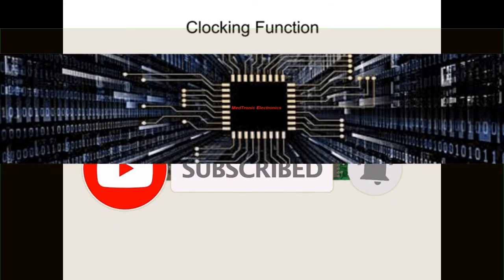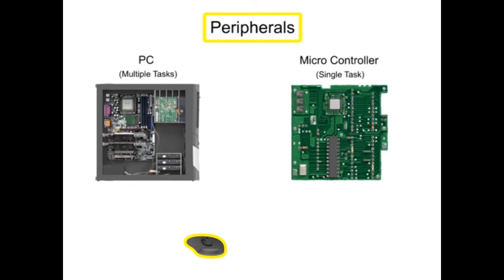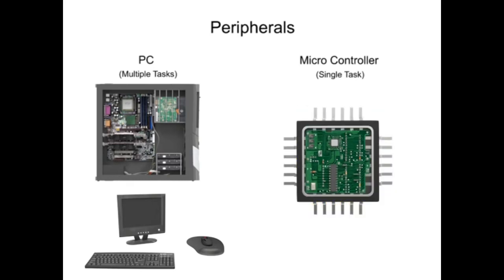Finally, a PC has peripherals that serve to input information using a mouse or keyboard, or to display the output of the system using a monitor. Microcontrollers also receive input from peripherals and send output to peripherals via the pins attached to its body.